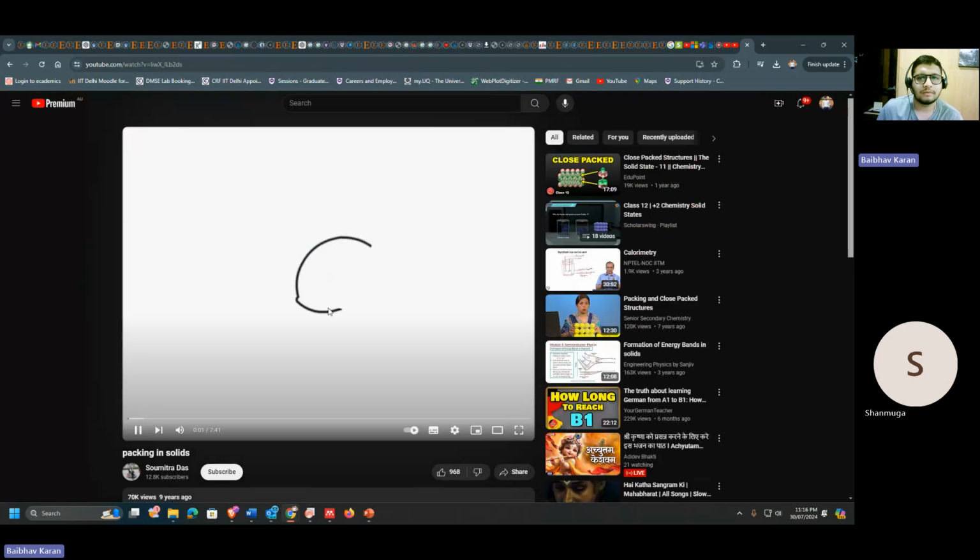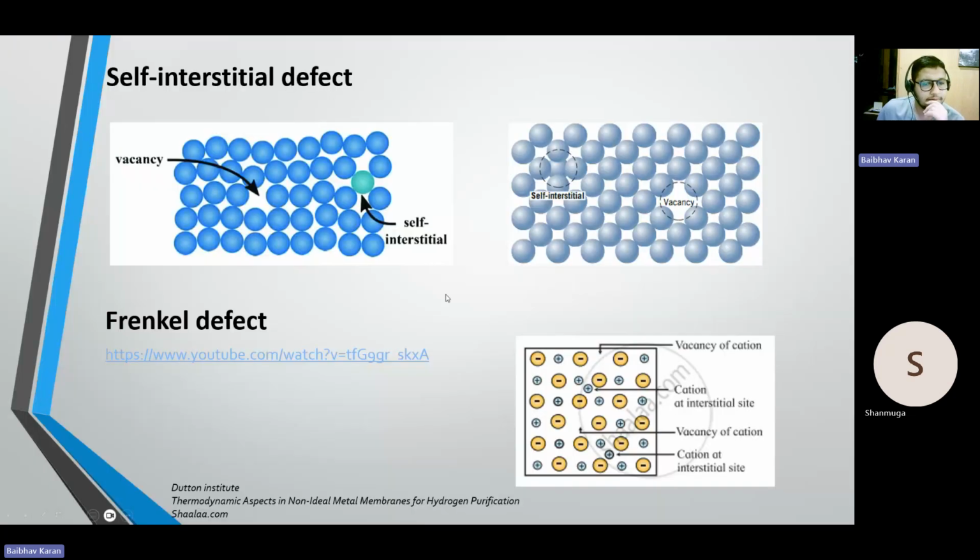So yeah, you got to know what is Frenkel defect. There are two types of ions: anions and cations. Anions are the negatively charged elements. The cations are the positively charged elements. So as you can see here in this figure, the negatively charged elements and positively charged elements are present. And in Frenkel defects, these cations, that is the positively charged elements, sit at a different site.